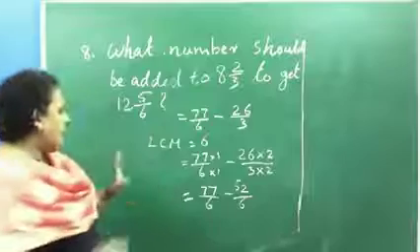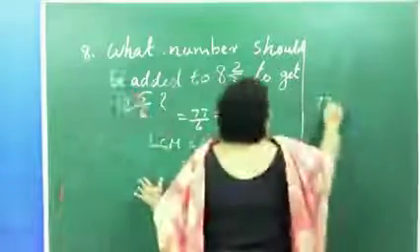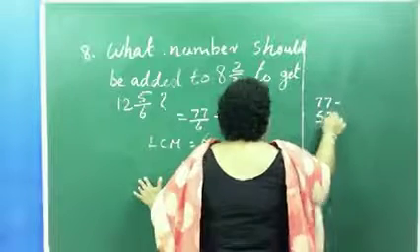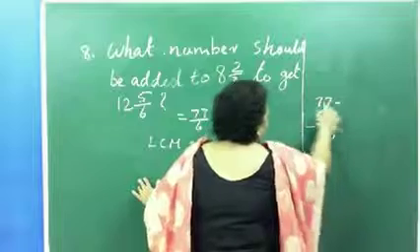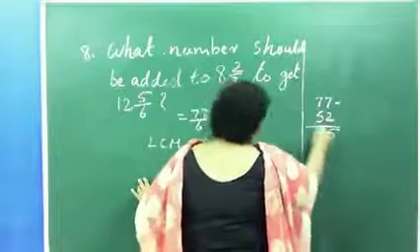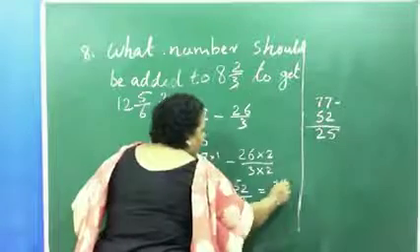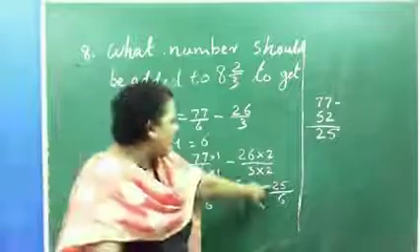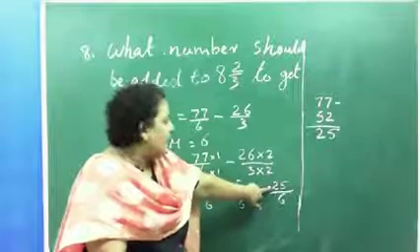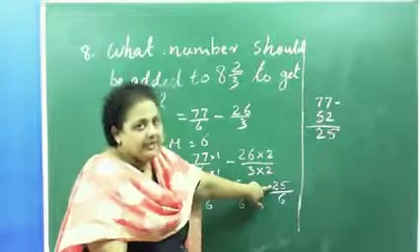Now, you got it. Now, what you have to do? You have to subtract 52 from 77. 7 minus 2 is 5. 7 minus 5 is 2. So, the answer you are getting is 25 by 6. Is it over? No, it is not over. Why? It is an improper fraction. So, you have to change it into mixed fraction.